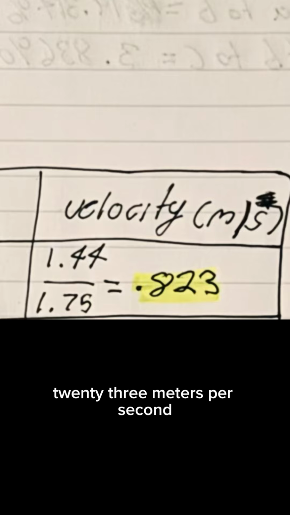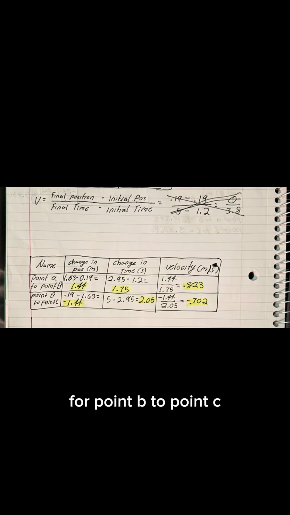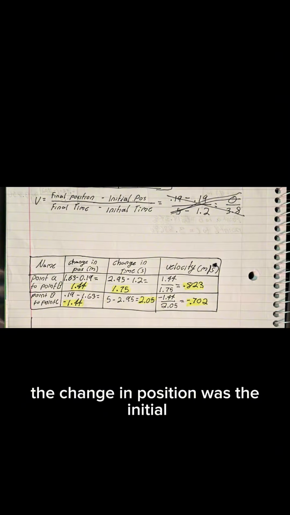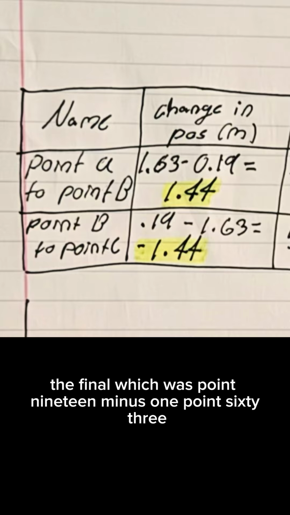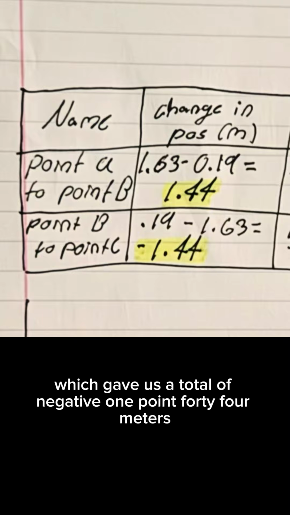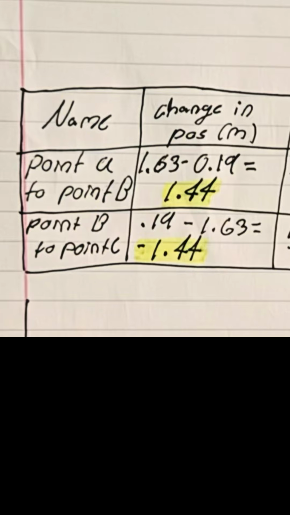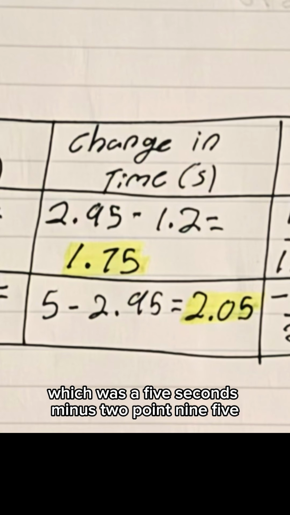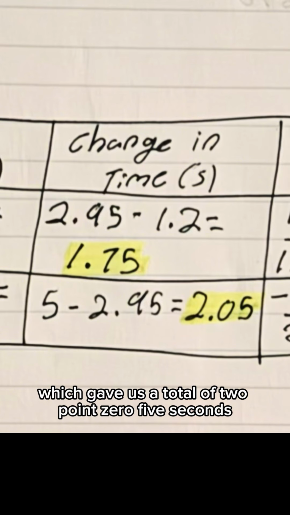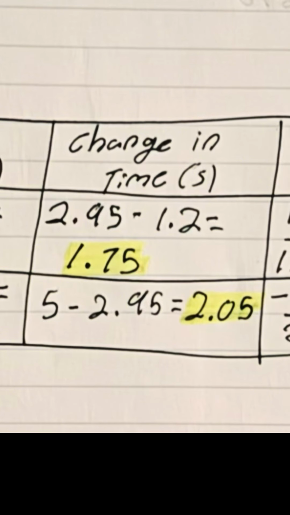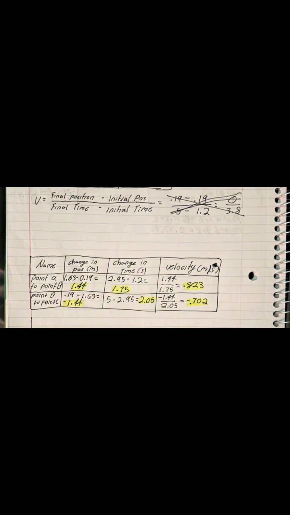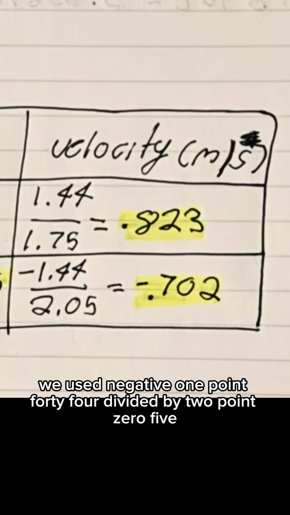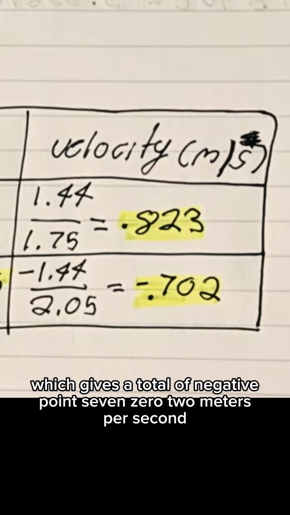0.823 meters per second. For point B to point C, the change in position was the final, which was 0.19, minus 1.63, which gave us a total of negative 1.44 meters. For the change in time, we did the final, which was 5 seconds, minus 2.95, which was the initial, which gave us a total of 2.05 seconds. For velocity from point B to point C, we used negative 1.44 divided by 2.05, which gave us a total of negative 0.702 meters per second.